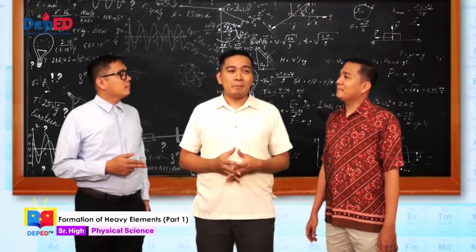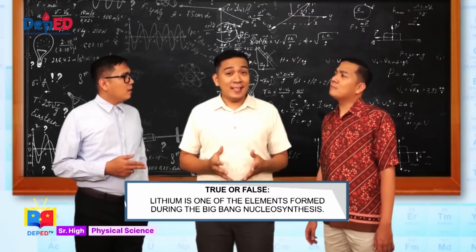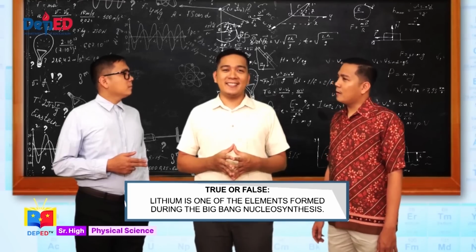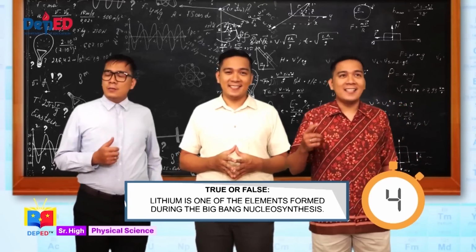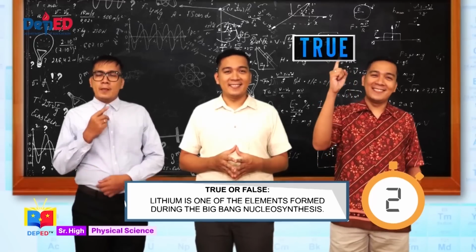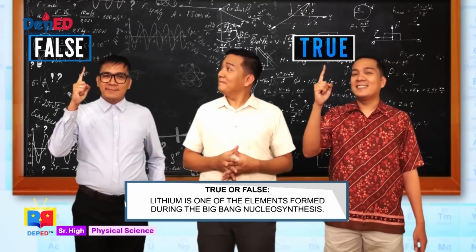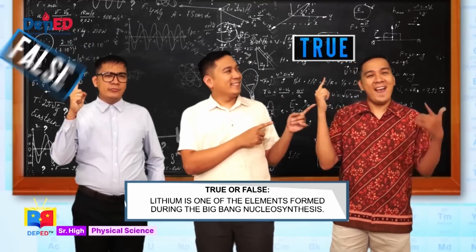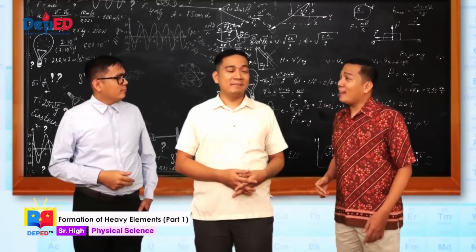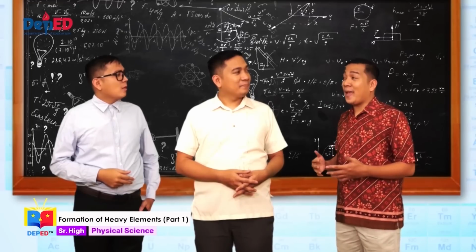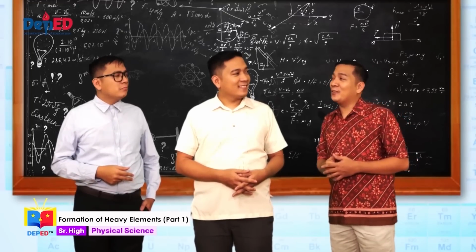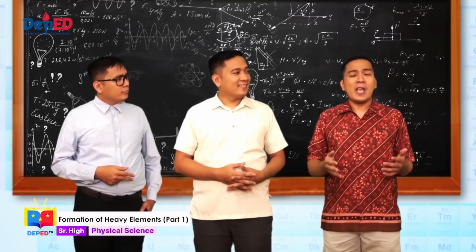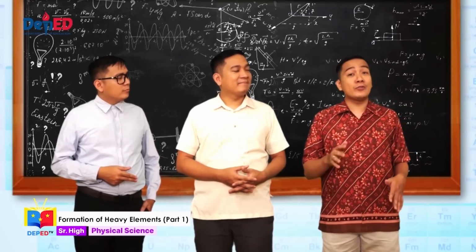Question number 3. True or false? Lithium is one of the elements formed during the Big Bang nucleosynthesis. The correct answer is true. The very first elements were made a few minutes after the Big Bang through the process called Big Bang nucleosynthesis. Most of what were formed were hydrogen and helium. However, a few lithium and beryllium were also made.